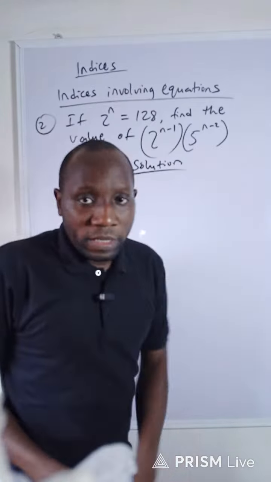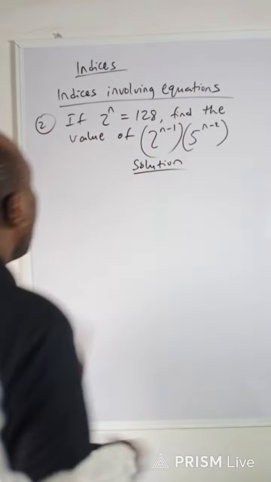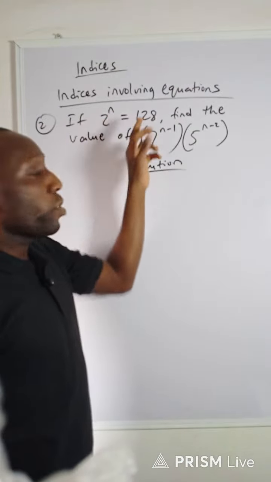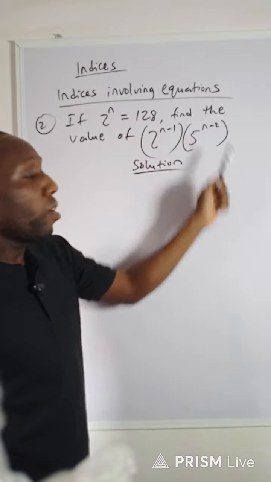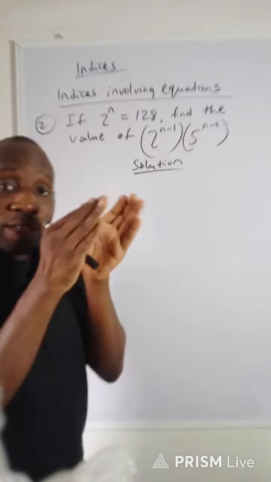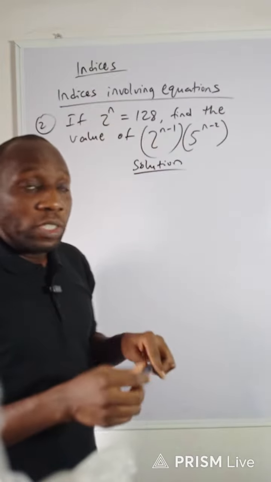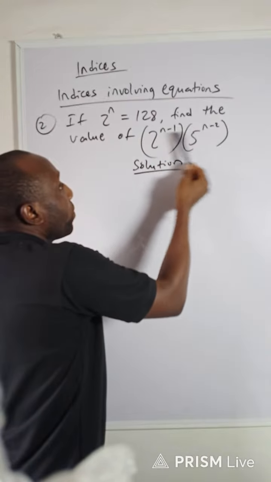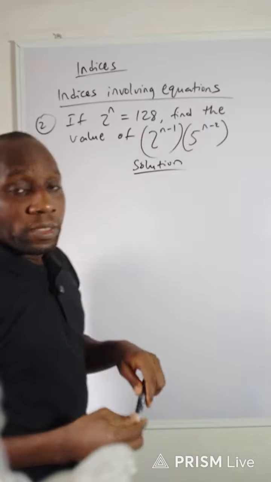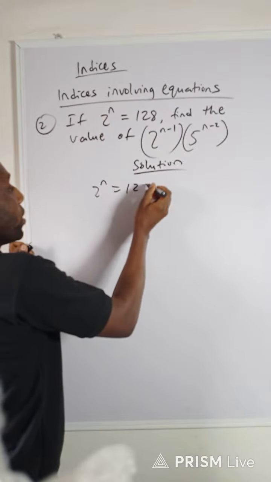Okay, I want us to solve this. Let's solve this question. It said if 2 raised power n is equal to 128, find the value of all of this. What do we do? How are we going to do this? Now, we have an equation, all right? We have an equation, and from this equation, we can find the value of this expression, all right? So how are we going to do that? Let's bring out this equation, which is 2 raised power n is equal to 128.